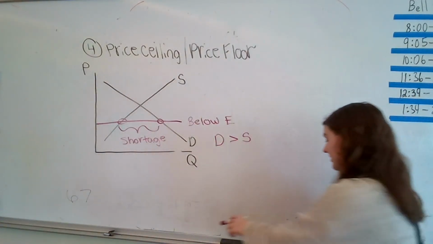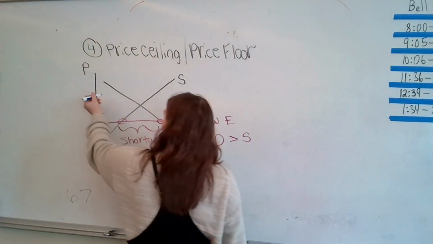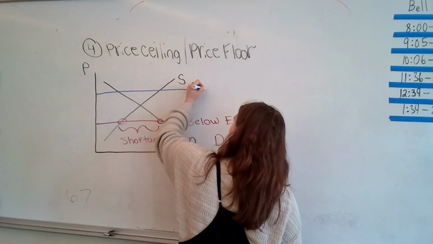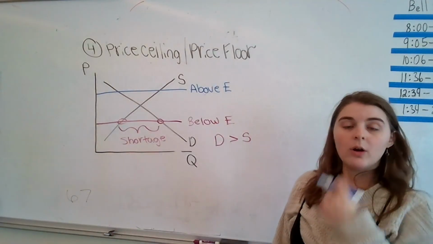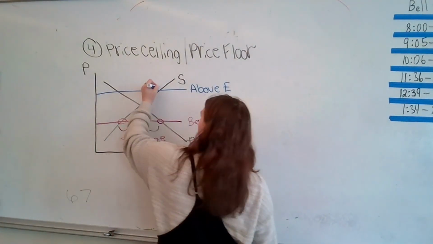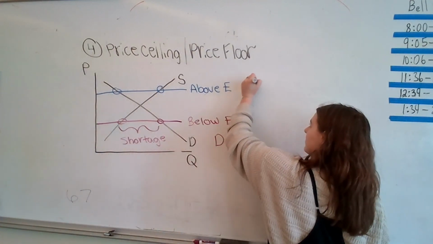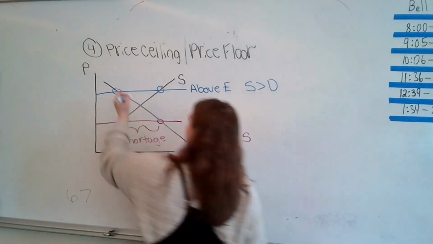If we have the opposite situation, whether it's a price ceiling or a price floor, and we have something that is above our equilibrium, we're going to see supply exceed demand. So supply will exceed demand. And in this case, we're going to have a surplus.